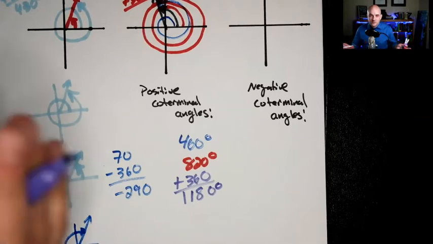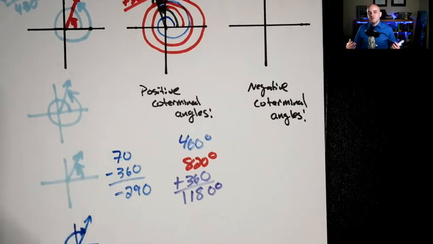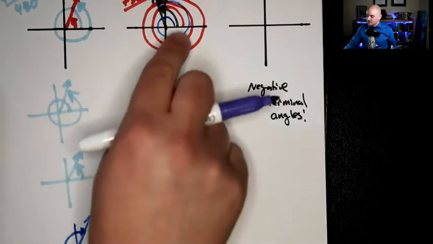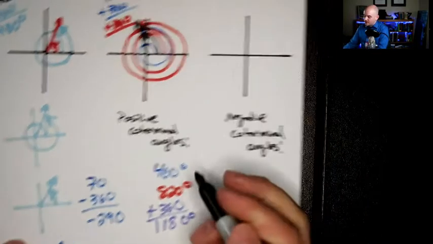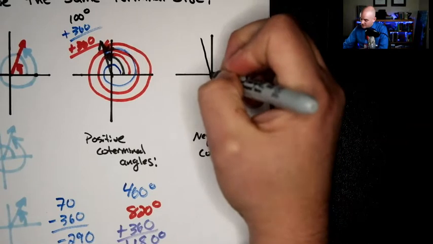So I'm just going to keep adding and adding and adding circles. I can add an infinite amount of circles, so there are an infinite amount of coterminal angles in the positive direction. Let's take that same angle of 100 degrees, draw it out, and come up with some negative coterminal angles. So here's 100 degrees again.